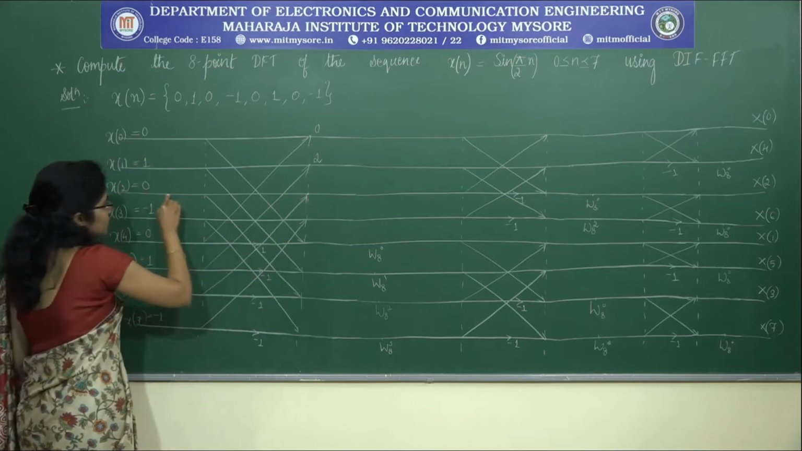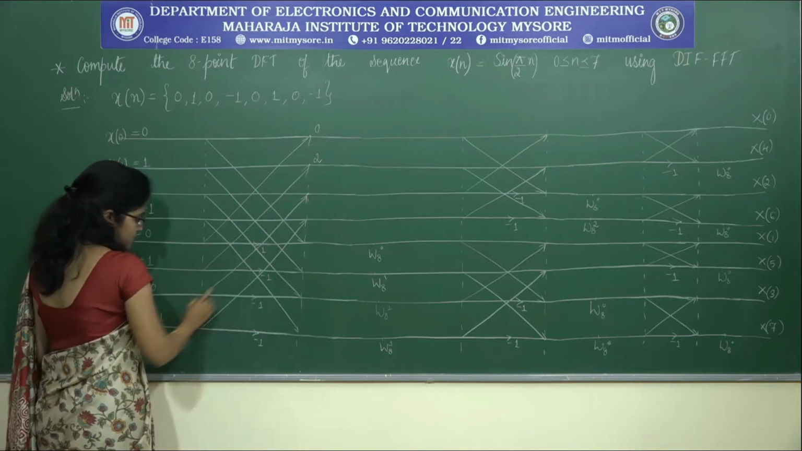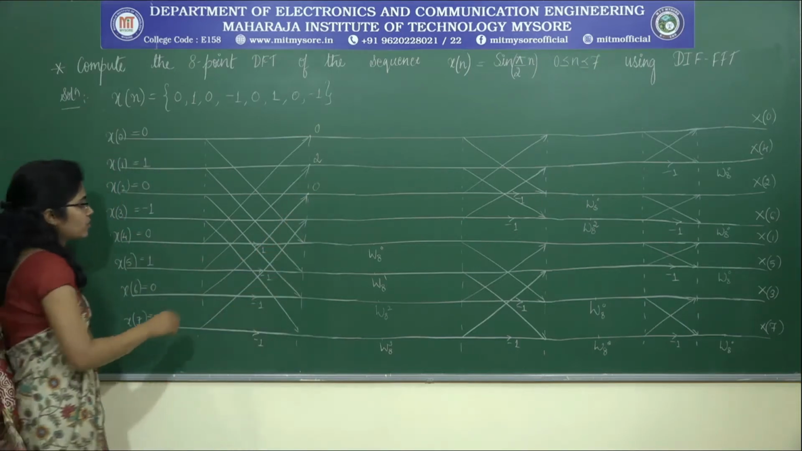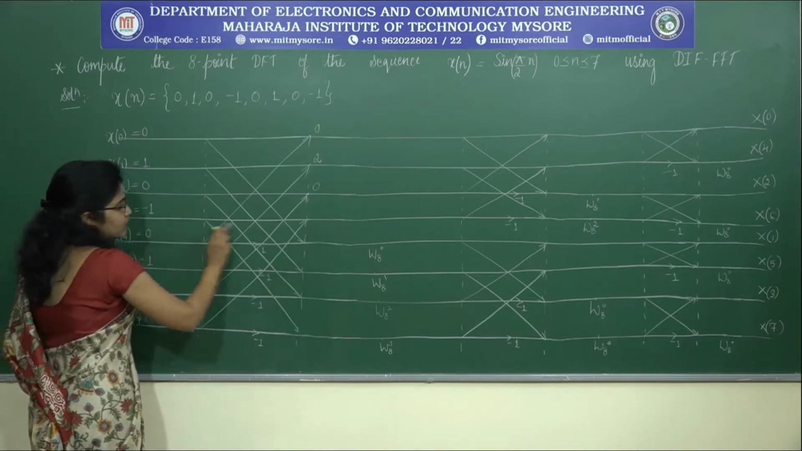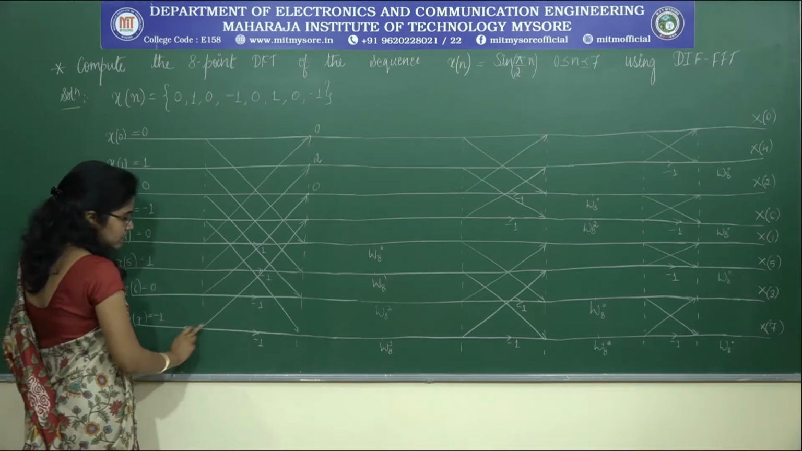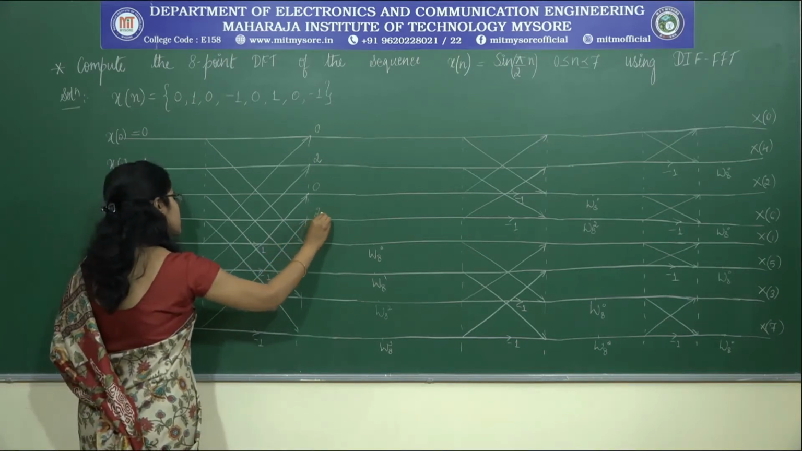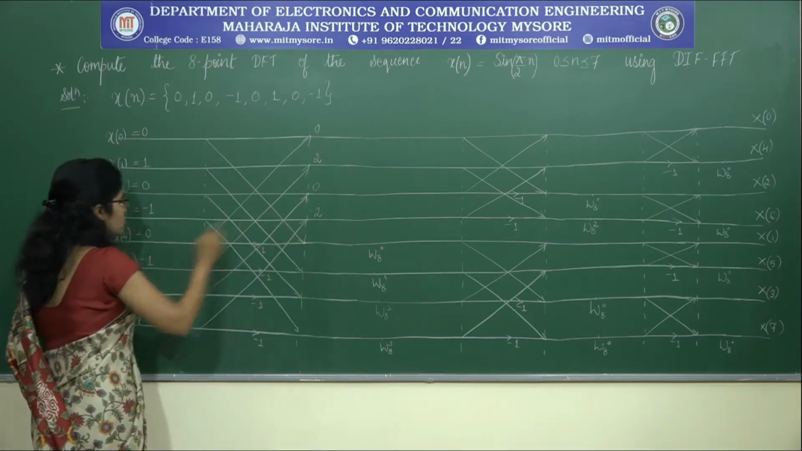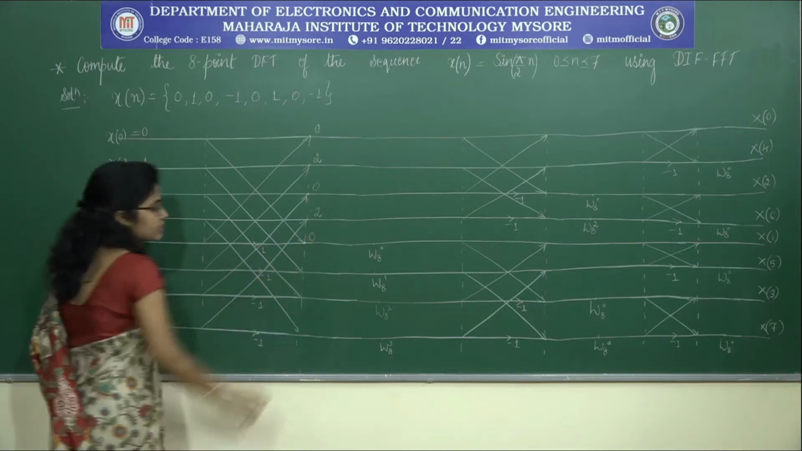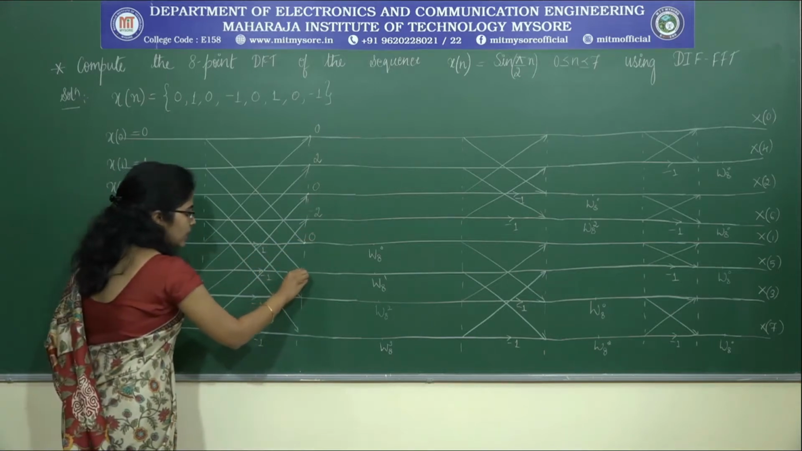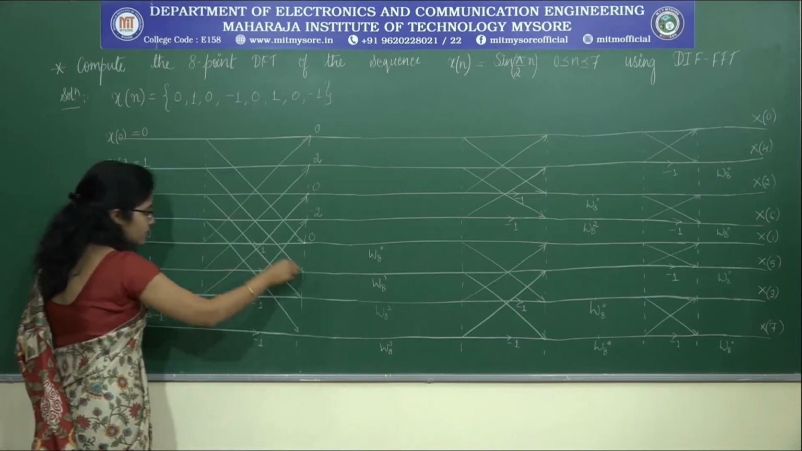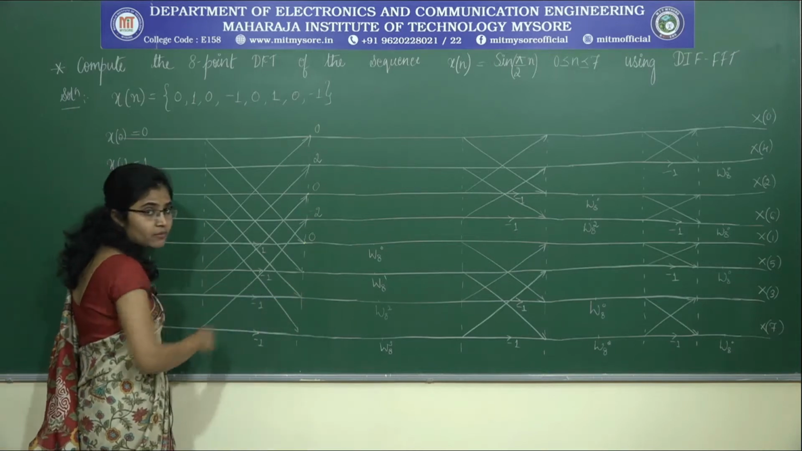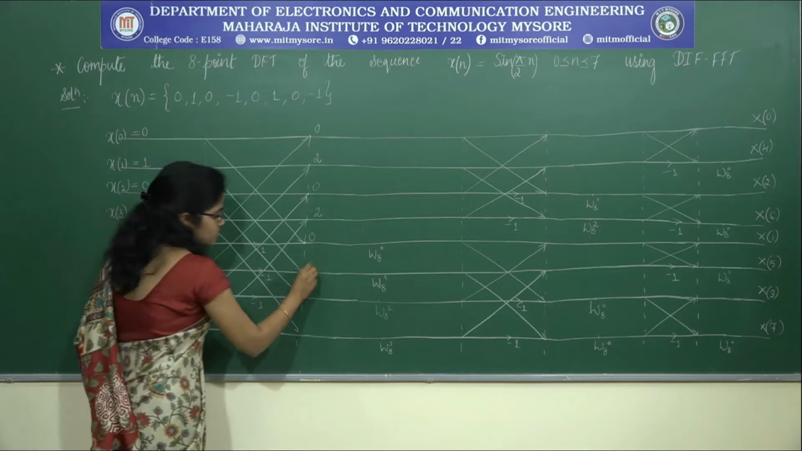Again at this point the signal coming is 0, and from this branch also the signal coming is 0, 0 plus 0 is 0. So at this point the signal coming is minus 1, and here the signal coming is minus 1, minus 1 minus 1 is minus 2. And at this point, since the signal coming here is also 0 and this is also 0, the resultant will be 0. So again at this particular point, the signal coming here is 1 and the signal coming here is 1, but this one is multiplied with minus 1, so 1 minus 1 is 0.